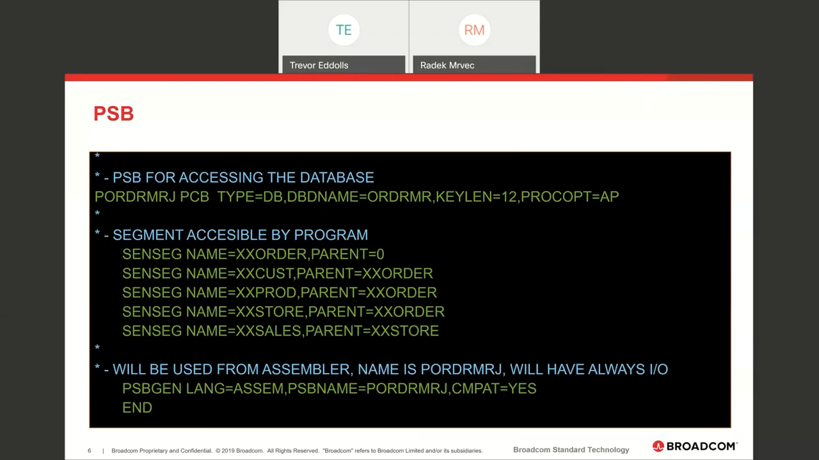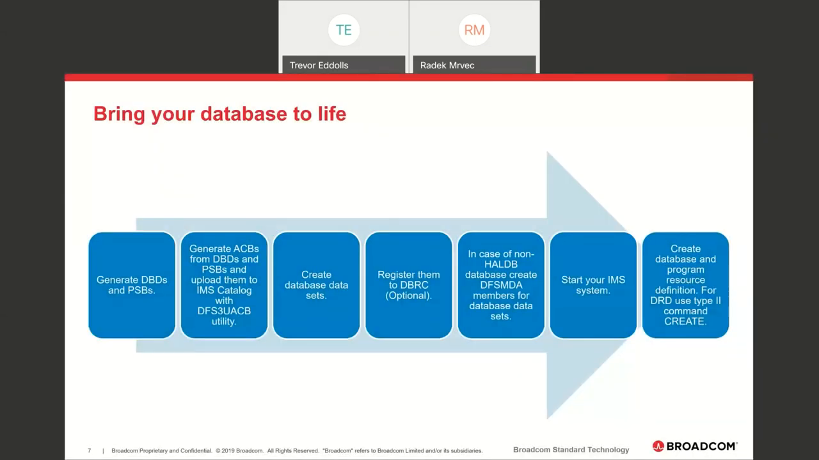Okay, so that's all for the PSB. The rest is, again, as basic a PSB as it can be. Okay, DBD and PSB are defined. And now we need to bring our database to life. You already followed this process many times. Just to recap, you need to generate the DBD, generate ACBs, create the data set, register to DBRC, bring your IMS system up, and then create resources. And that's it. After following these steps, you have the database ready, prepared, and our database is now prepared for our game.